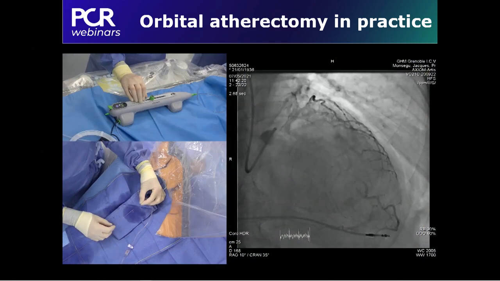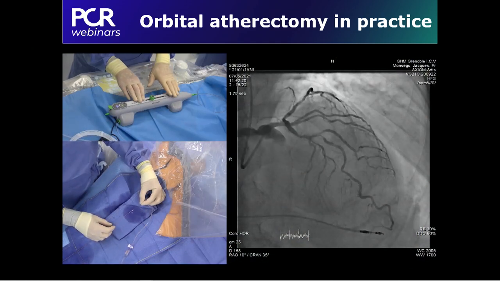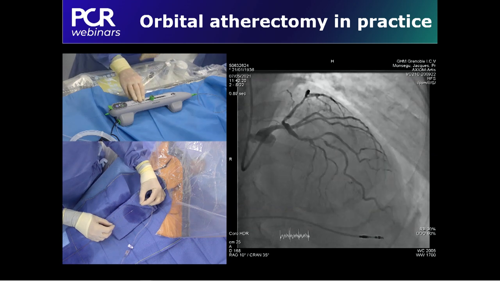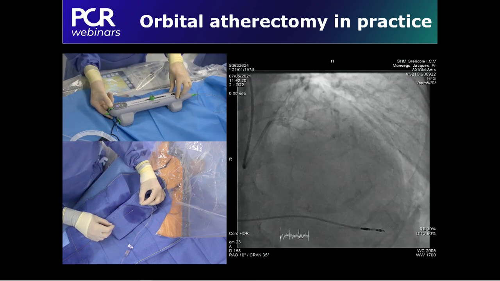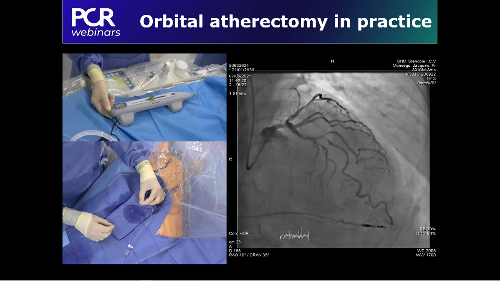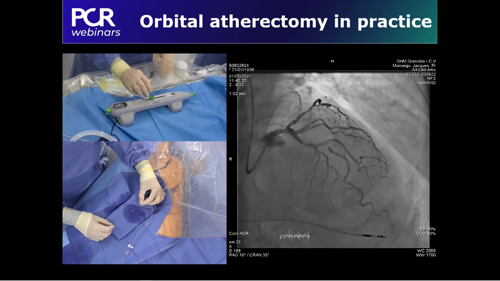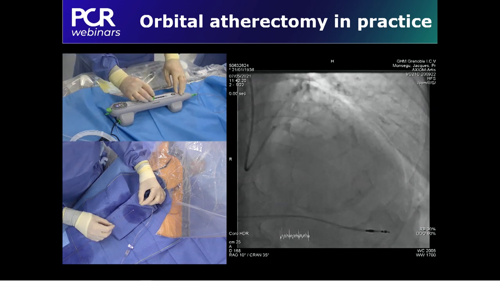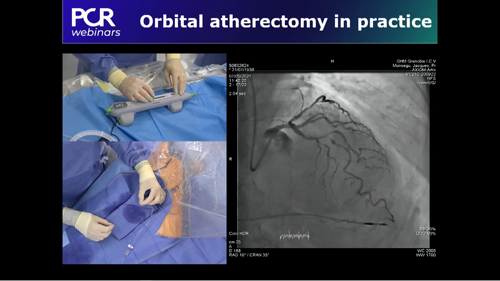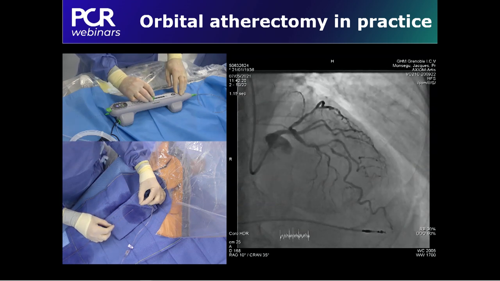Okay. Before starting the procedure, we are going to test the system. So first, I brake the wire, and I'm going to push on the button just to activate the crown.